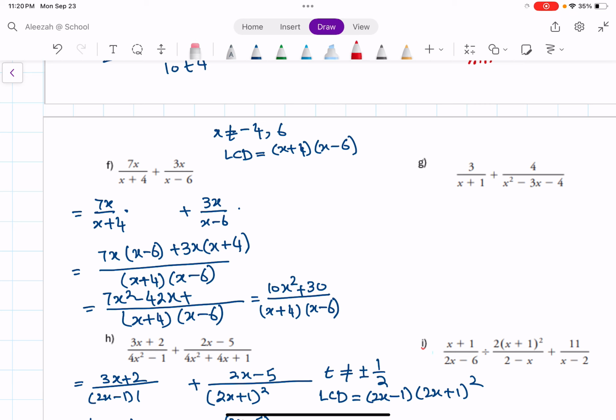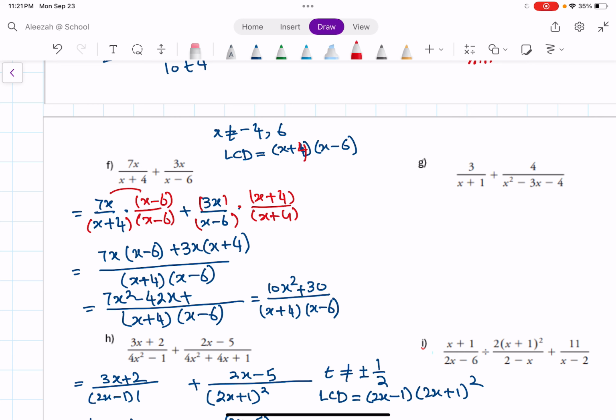So x plus 4 times x minus 6. So here I will multiply with x minus 6 over x minus 6. Make sure you put the brackets. And here I will multiply with x plus 4 over x plus 4. Okay, and now I have the common denominator.